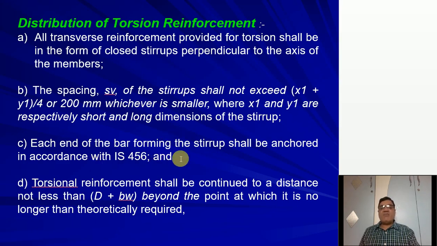Each end of the bar forming the stirrup shall be anchored in accordance with IS 456. And the next point is, torsion reinforcement shall be continued to a distance not less than D plus bw beyond the point at which it is no longer theoretically required. Okay, so this is related to the distribution of the torsion reinforcement.